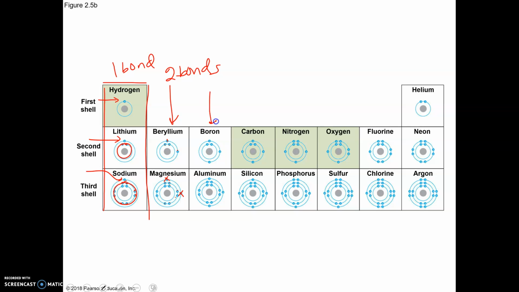The ones in group 3 have 3 valence electrons. They will actually tend to form 3 bonds. A lot of times what they will tend to do is get rid of those 3 electrons, give them away when they bond with something, and then the shell underneath is already full.